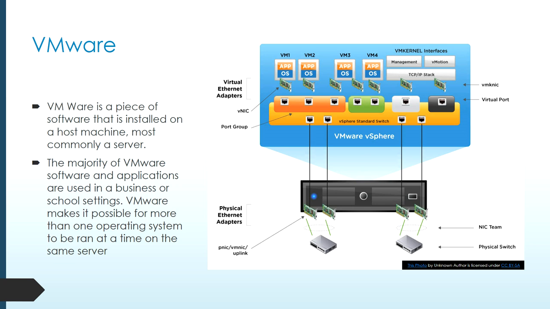According to MDA Hosting, VMware can increase the capacity of the hardware by dividing it into individual servers that are allocated with their own processors and memory. You can assign a portion of the available processor pool to each virtual system. The majority of VMware software applications are used in businesses or school settings. VMware makes it possible for more than one operating system to be run at a time.